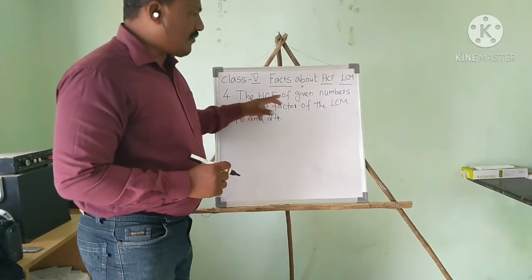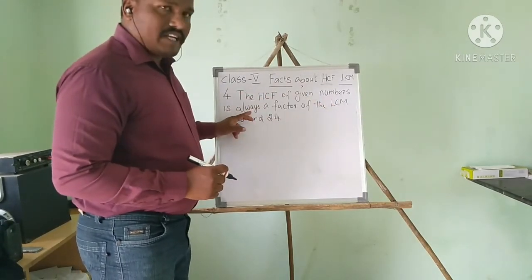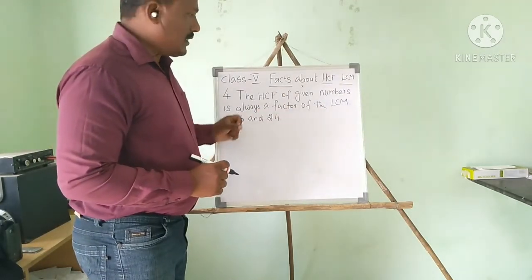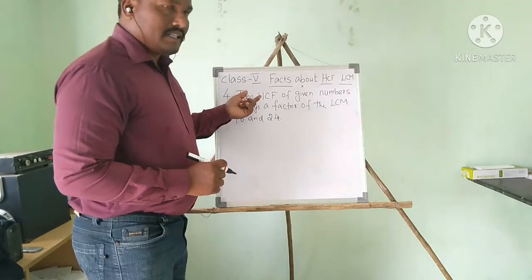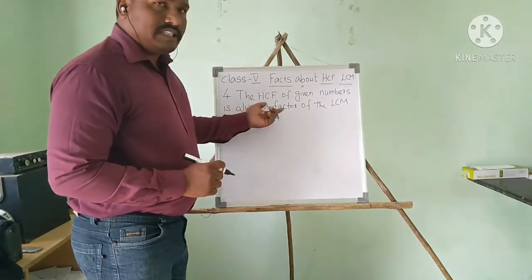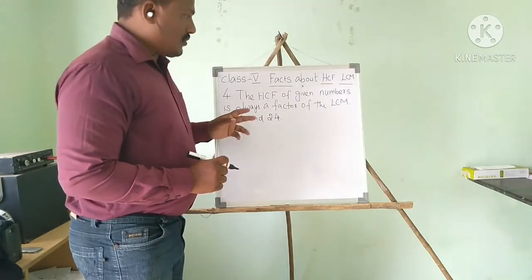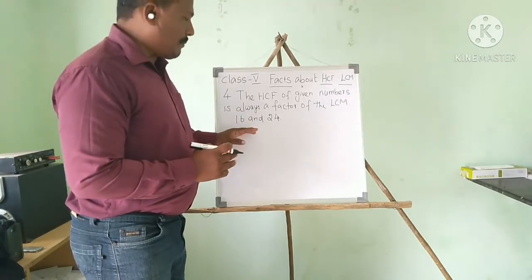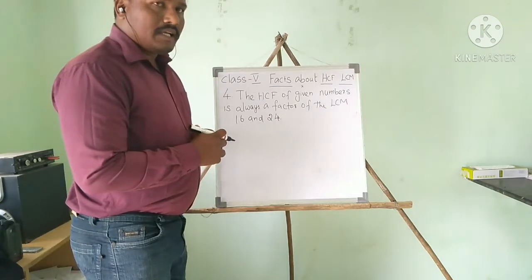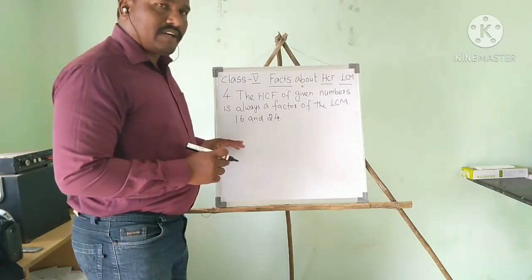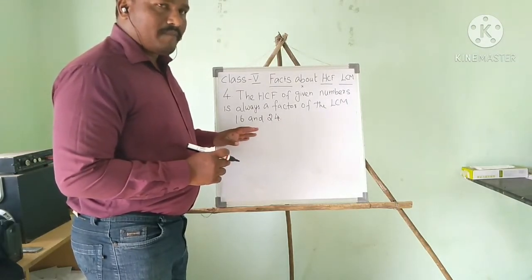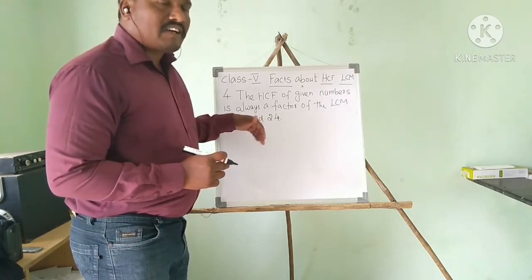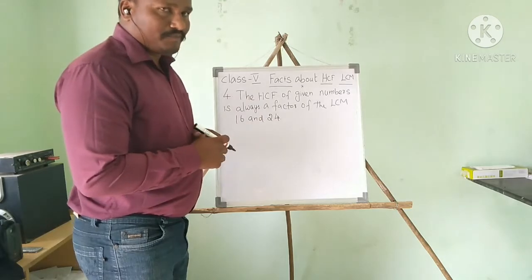The HCF of given numbers is always a factor of the LCM. So we want to prove that. That's why I will take some example numbers, 16 and 24. Let me find out the HCF and LCM. We will check whether the HCF is a factor of the LCM or not.